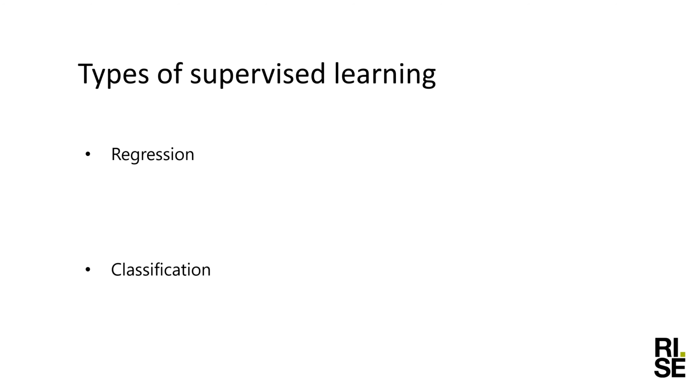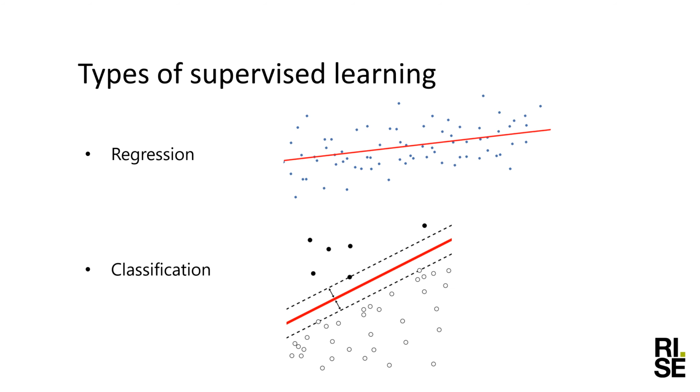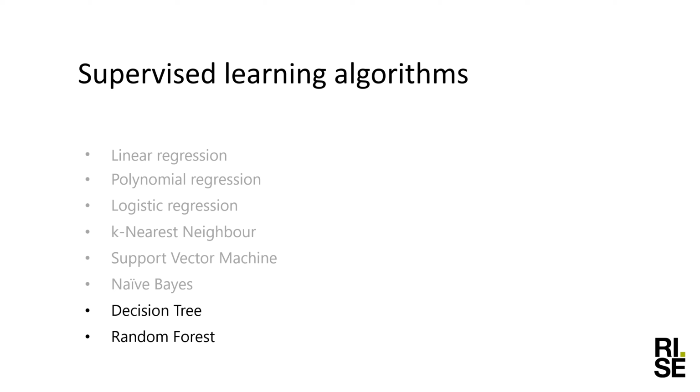As a very fast recap of what I've talked about in the previous videos, we talk about two types of supervised learning. We talk about regression, where we learn the relationship between a dependent variable and independent variables to predict numerical values. And we talk about classification, where we instead learn to predict the category to which new data belongs. In this third learning video, I will talk about two supervised learning algorithms, decision tree and random forest.